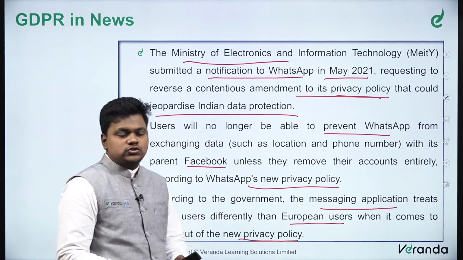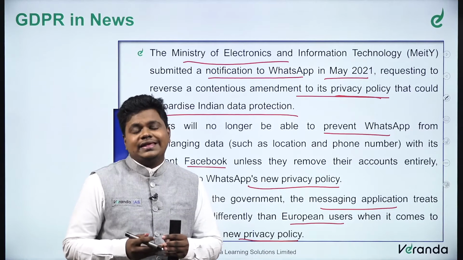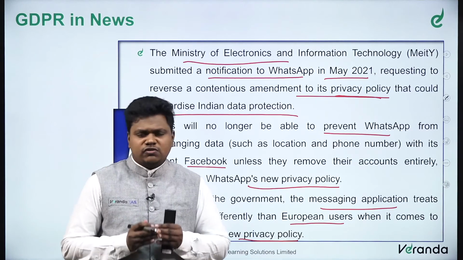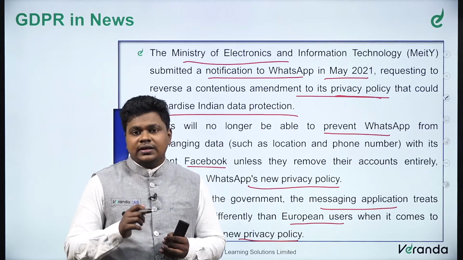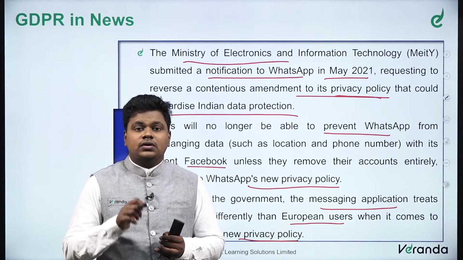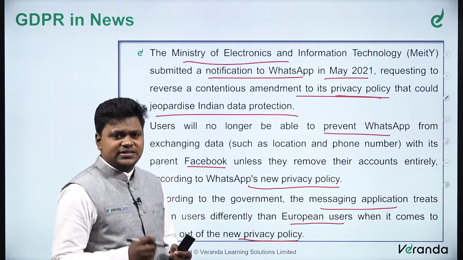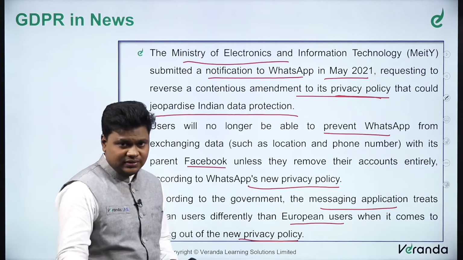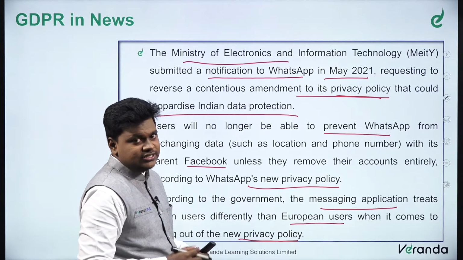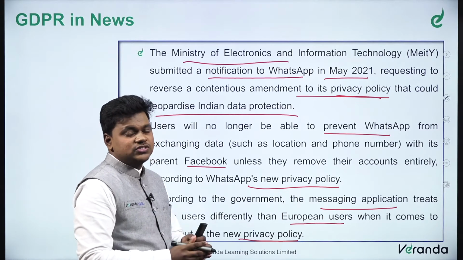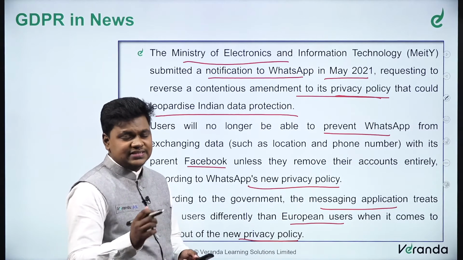The users in European Union countries had the option of voluntarily abiding by this privacy policy of WhatsApp. But in the case of India, it is mandatory. Every user in India must agree to the new privacy policy, whereas in Europe it is voluntary. That is why the Ministry of Electronics and Information Technology found that Indians were treated in a different way when compared to Europeans, and why the issue has been escalating.